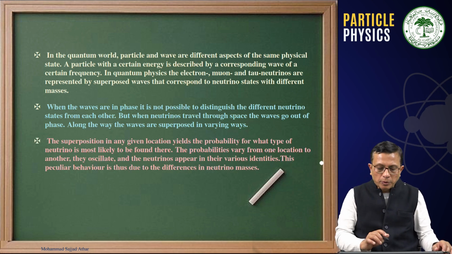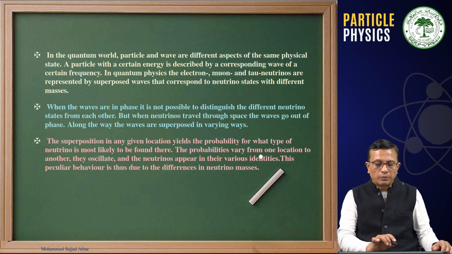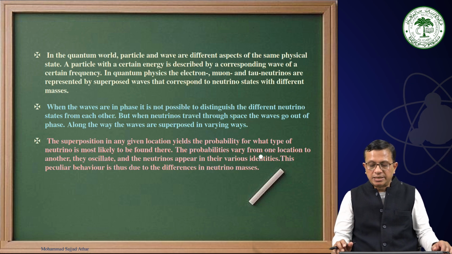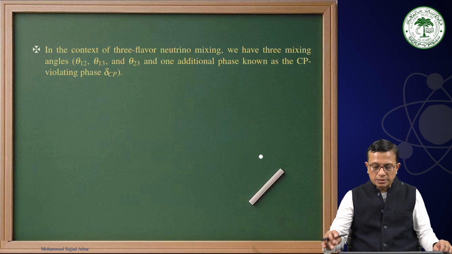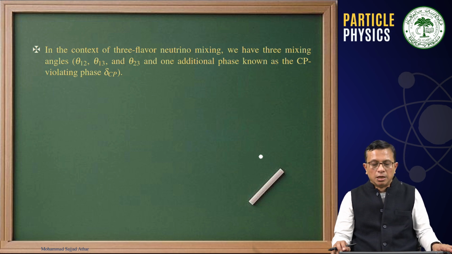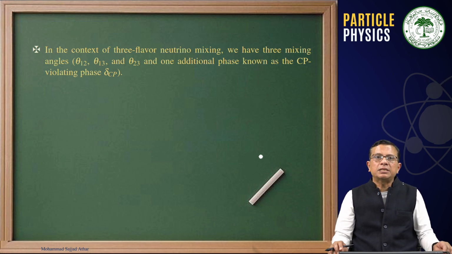Therefore, the superposition at any given location yields the probability for what type of neutrino is most likely to be found there. The probabilities vary from one location to another. They oscillate and the neutrinos appear in their various identities. This peculiar behavior is thus due to the difference in neutrino masses. Now, in the context of three flavor neutrino mixing, we have three mixing angles, which generally are called theta 12, theta 13, and theta 23, because there we are talking about three flavors of neutrinos, and one additional phase that we call the CP violating delta phase.